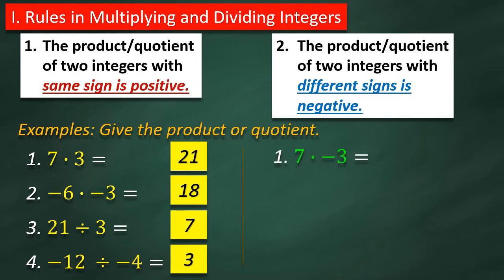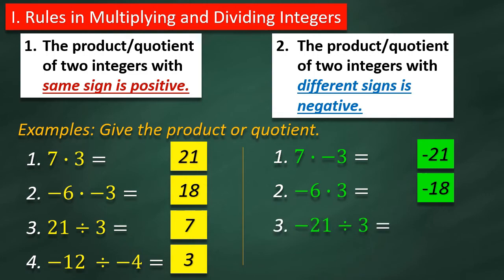Number 1. 7 times negative 3, it is equal to negative 21. Negative 6 times 3, it is equal to negative 18. For number 3, negative 21 divided by 3, it's equal to negative 7. And lastly, for number 4, 12 divided by negative 4, it is equal to negative 3.